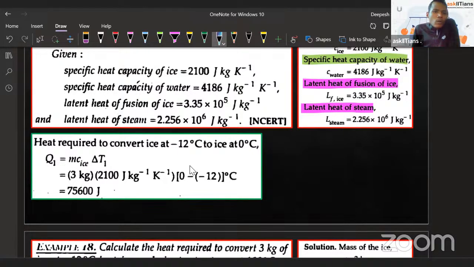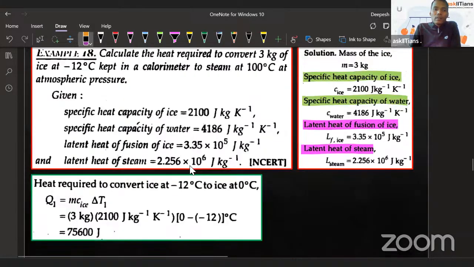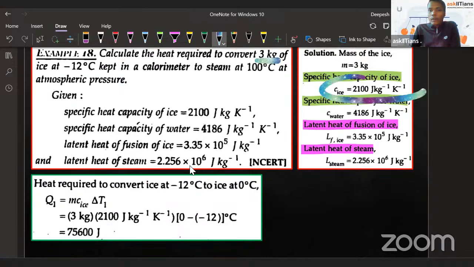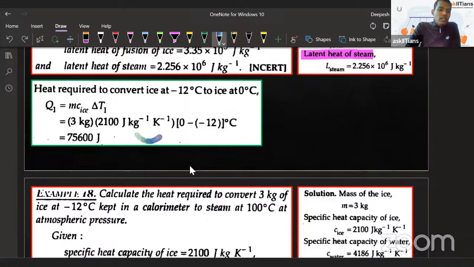If I want to convert the ice from minus 12 to 0 degrees Celsius, the heat will be what? MC delta T. I can easily calculate it because the mass is clearly given, that is 3 kg. The C for ice, the specific heat of ice, is also mentioned. We can easily calculate this.